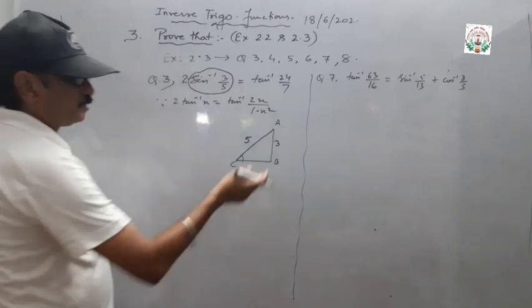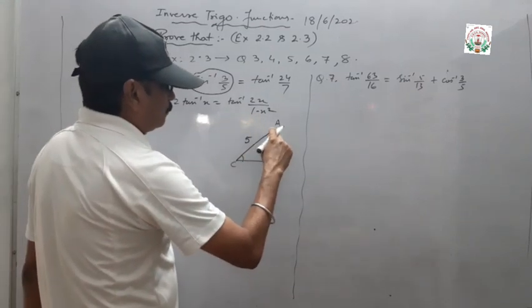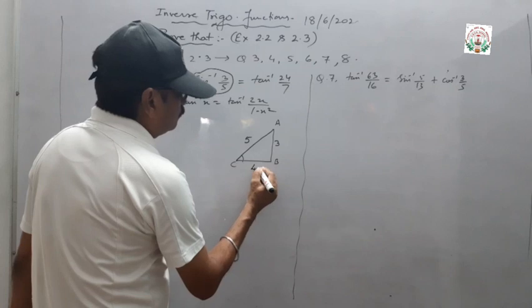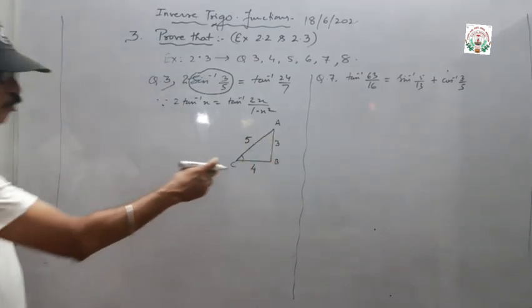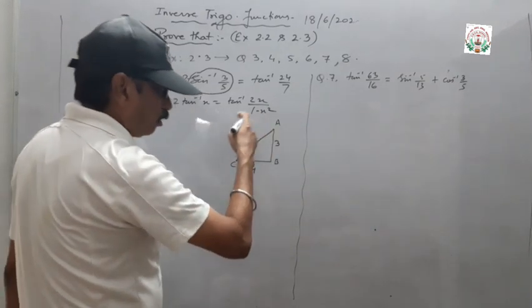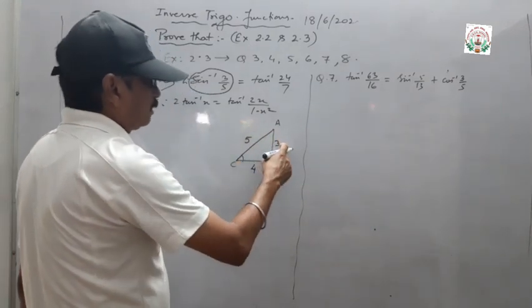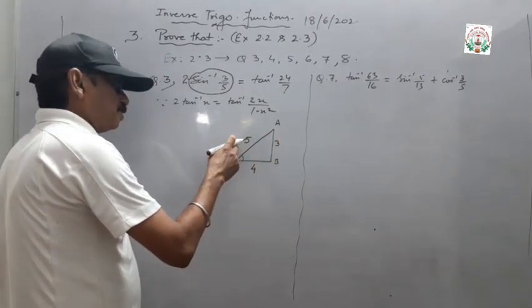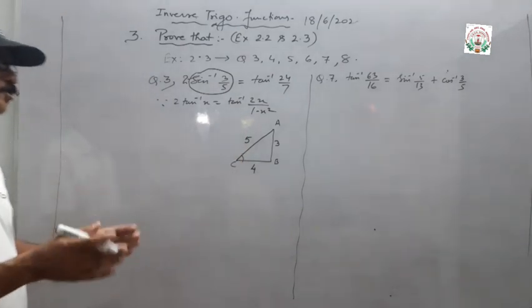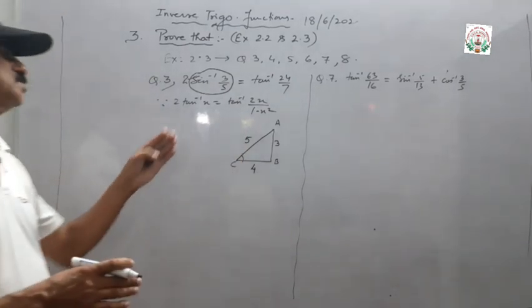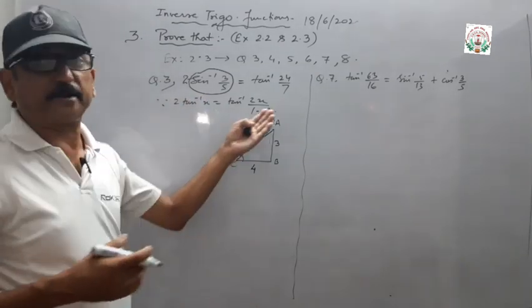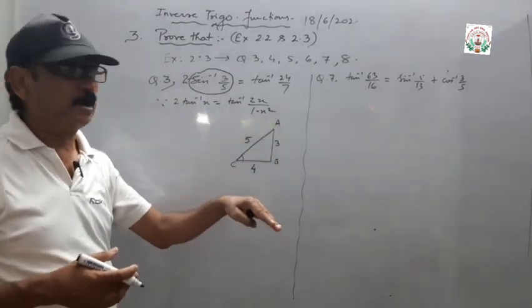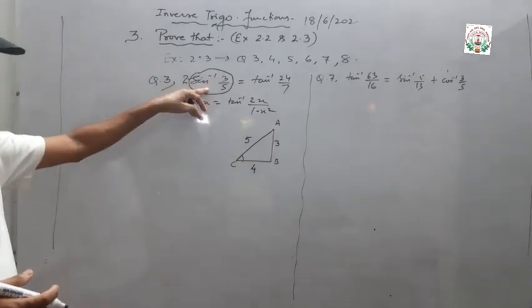hypotenuse. When we calculate by Pythagoras theorem, our base will be 5 square minus 3 square, that is 16, square root is 4. When we get all the sides, perpendicular, base, hypotenuse, we are able to convert this sine inverse function into any of the remaining 5 inverse trigonometric functions, whatever we want. But here we want tan inverse.